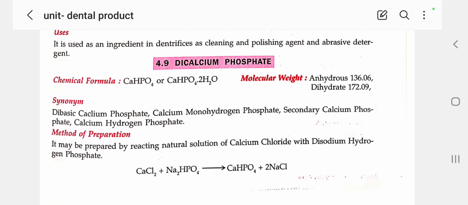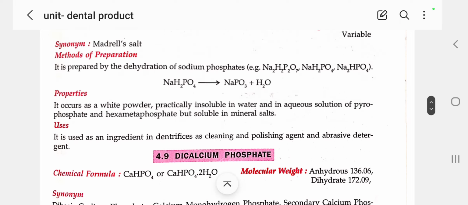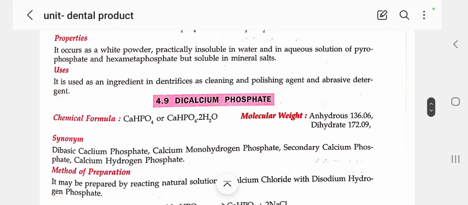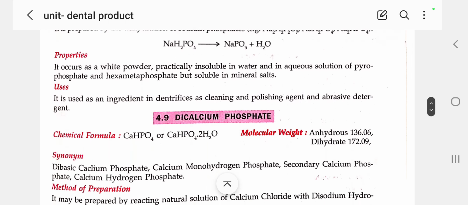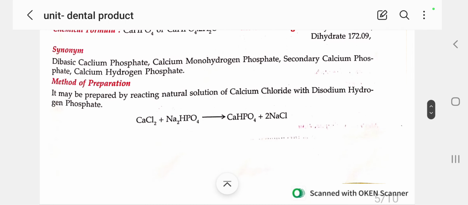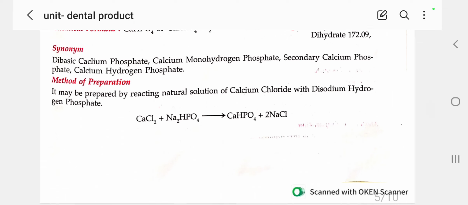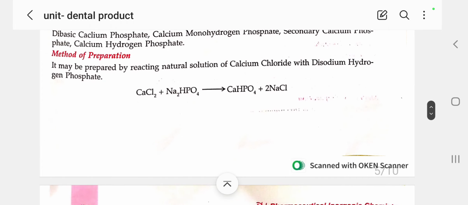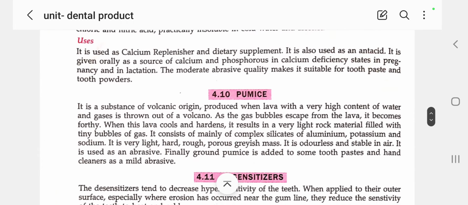The method of preparation is the same as when calcium chloride is treated with sodium carbonate, so we produce the calcium in the form of calcium carbonate. Here also, dicalcium phosphate is obtained when calcium chloride is treated with disodium hydrogen phosphate, Na2HPO4, which gives dicalcium phosphate and sodium chloride.